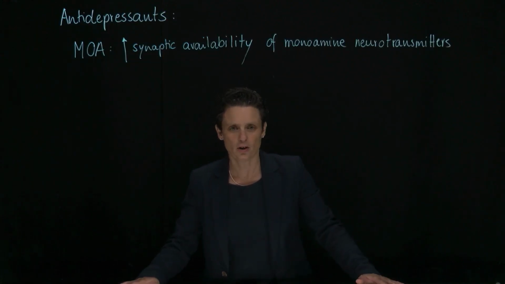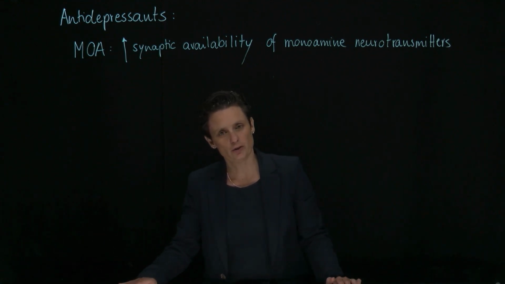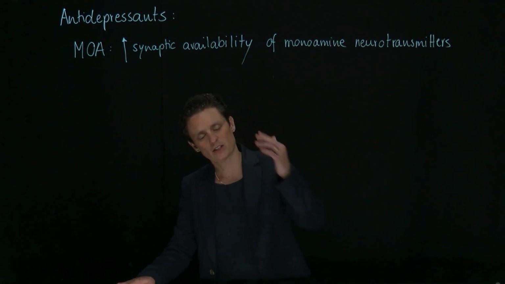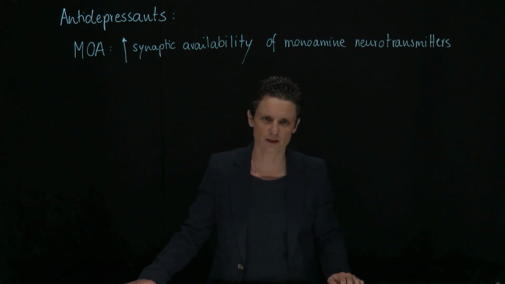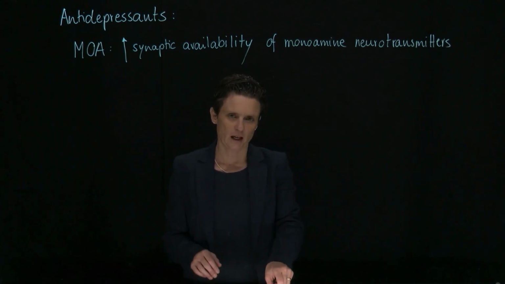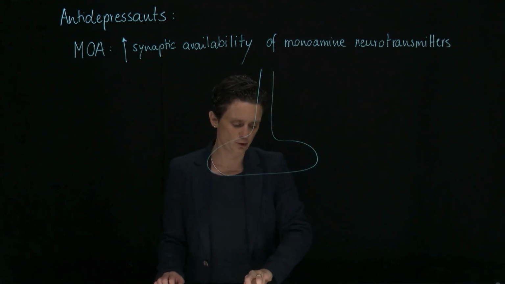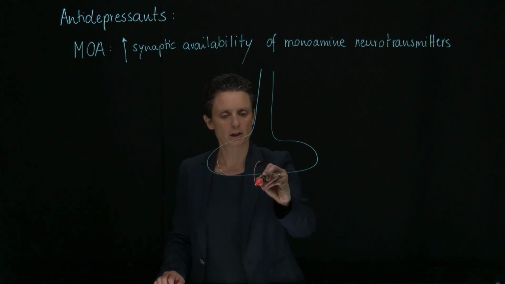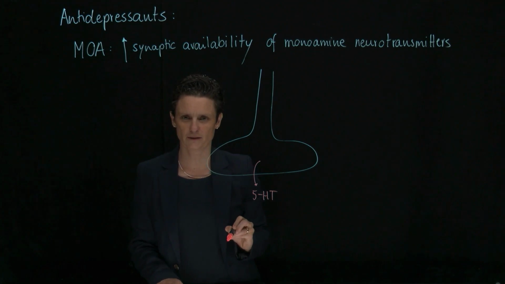Depression may be caused by decreased serotonergic and noradrenergic neurotransmission. So how could we help? Well, we could use drugs that increase the synaptic availability of different monoamine neurotransmitters, such as norepinephrine, serotonin, and dopamine. So if you're thinking about a neuron, and this could be, for example, a neuron that releases serotonin.